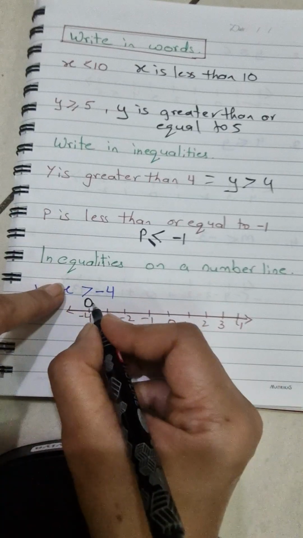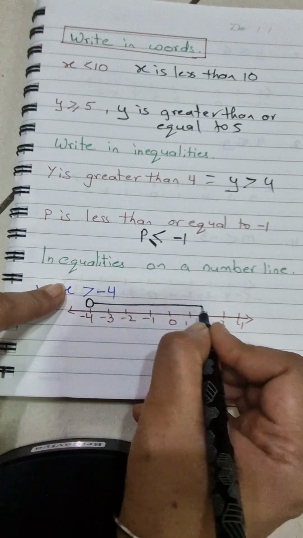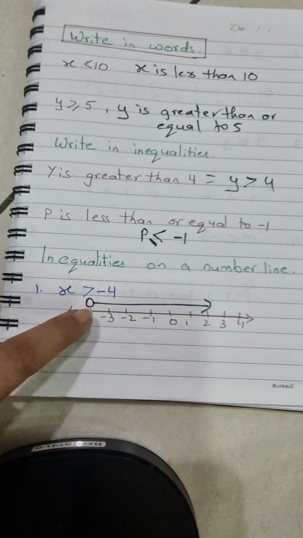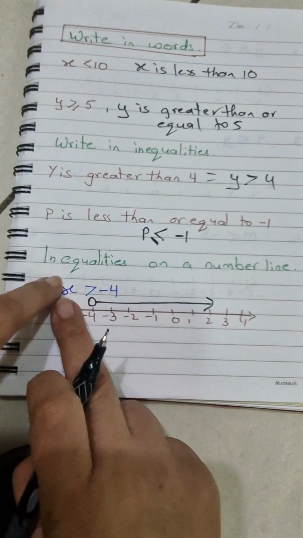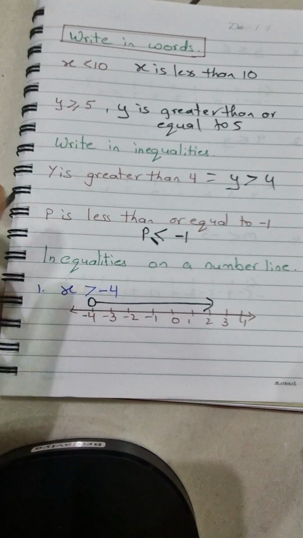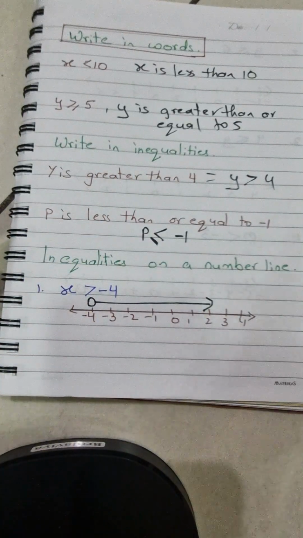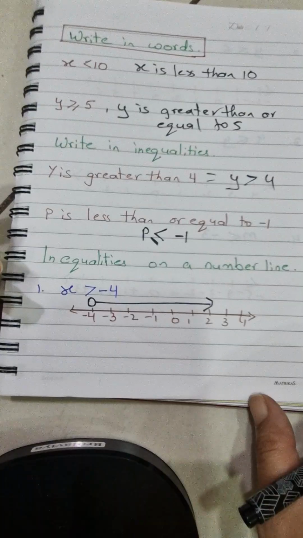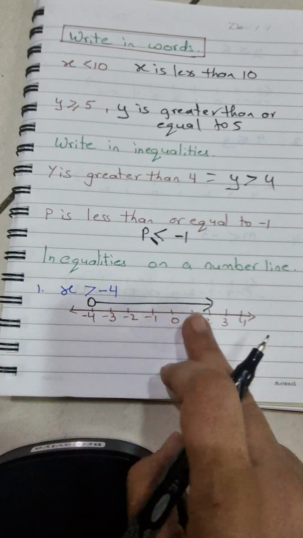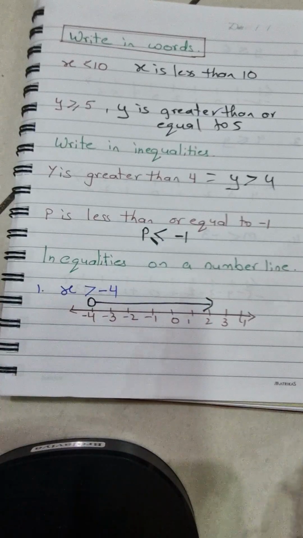Because x is greater than, it means you will go towards right. Start from this number -4, and if it is greater than, right side. If it is less than, left side. Remember, greater than, go towards right on number line. Less than, go towards left side. So this is the way you will draw. We don't know what number. It can be -3, -2, -1, 0, 1, 2 or so on. But we just know that x is more than -4.